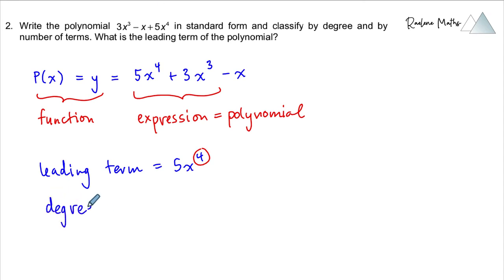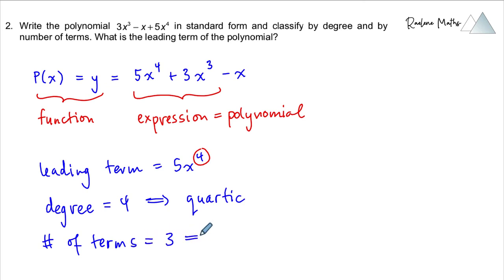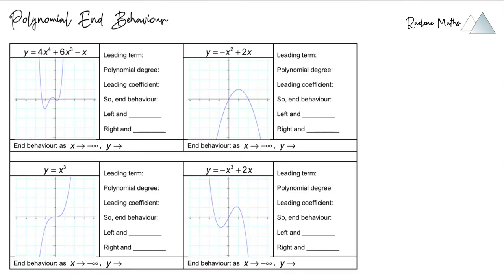And we could classify that by saying we have a quartic polynomial, 4 from the word quartet, meaning 4, and then the number of terms. In this particular case, we only have 3 terms, and so we could call this a trinomial. So we have a quartic trinomial polynomial. We don't need to say trinomial polynomial, we can just call it a trinomial.